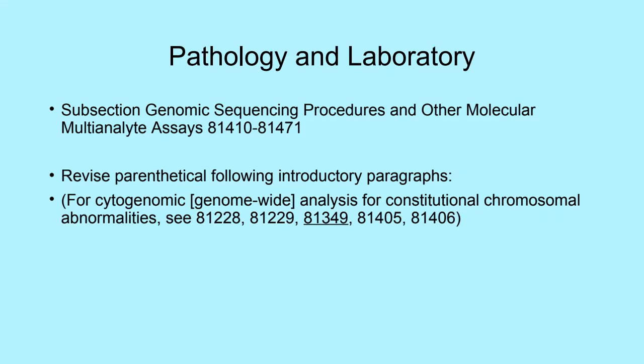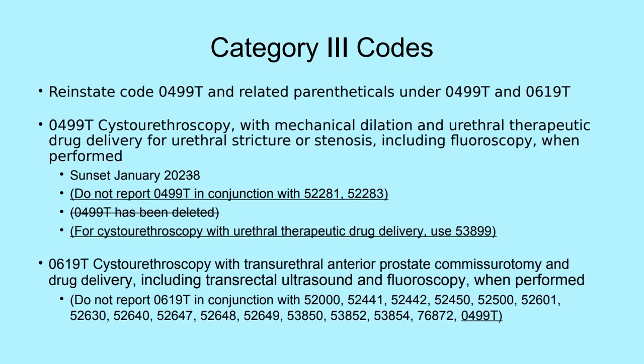Okay, let's look at the pathology and lab sections. Changes were made to the subsection genomic sequencing procedures and other molecular multi-analyte assays, 81410, 81471. The parenthetical following the introductory paragraphs to this subsection is a parenthetical for cytogenomic analysis for constitutional chromosomal abnormalities, and it lists a bunch of codes. This adds this code here to the list. So that was pretty quick, no big deal.